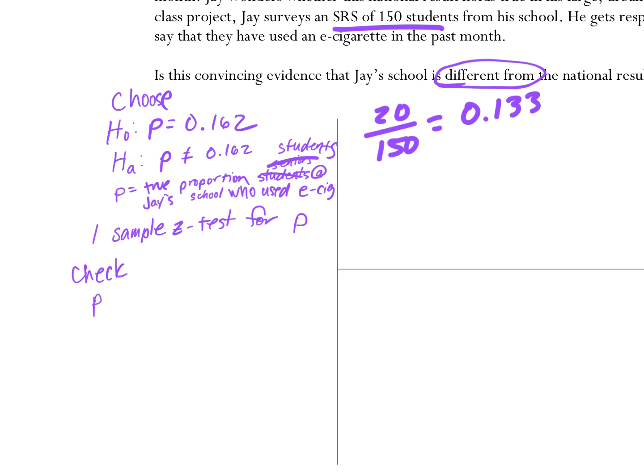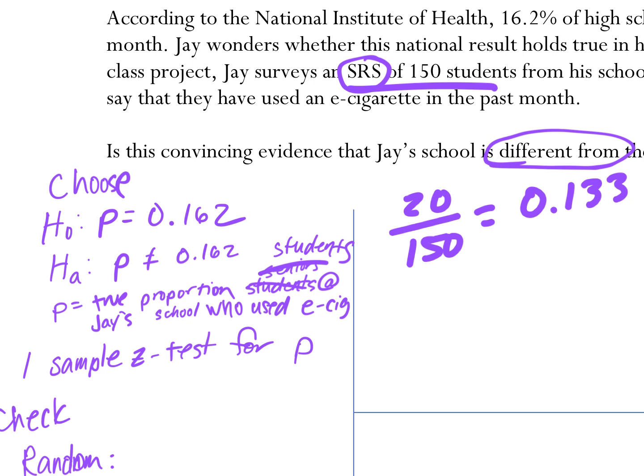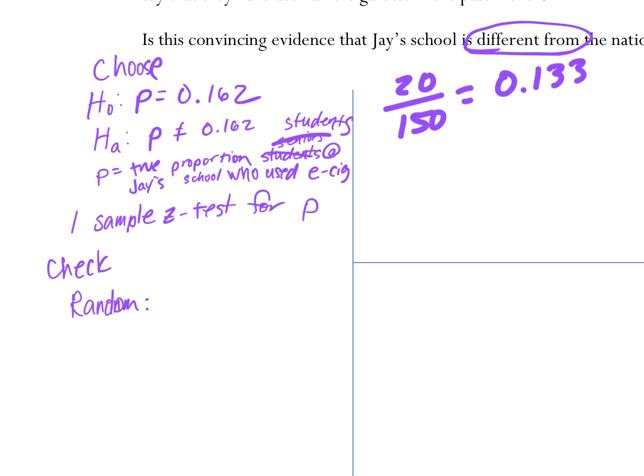All right, random? Do you guys remember what SRS stands for? Not a stratified random sample, a simple random sample. Okay, so if SRS is the same thing as saying random sample, it's given, SRS. And normal. 150 times 0.162, the P from the null hypothesis, because remember our calculations.